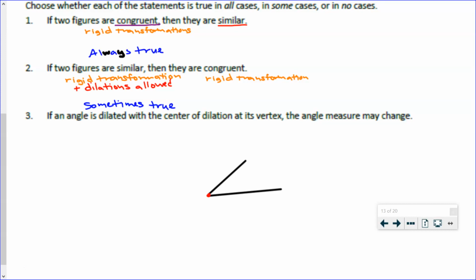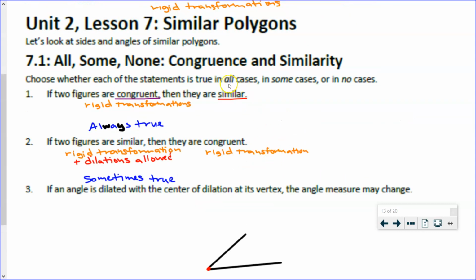Okay, time's up. Let's take a vote again. We're just going to go straight to vote. If this angle is dilated using the vertex of the angle as the center of dilation, the angle measure may change. Sometimes, nope, sorry, we'll start with always. Raise your hand if you say it's always going to change. Raise your hand if you say it's sometimes going to change. Raise your hand if you say it's never going to change.